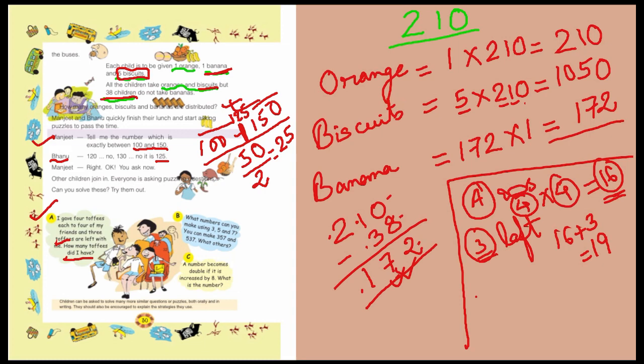What number can you make using 3, 5 and 7? You can make 357, 537 and many more. You have to just place the digits in different places. We can make 735, right? We can make 375. Like this we can make many other numbers.